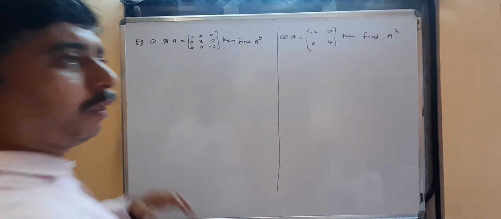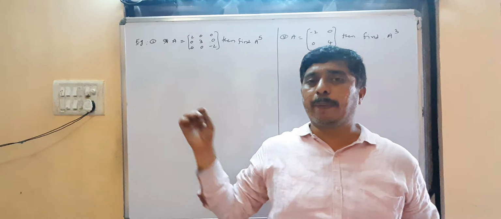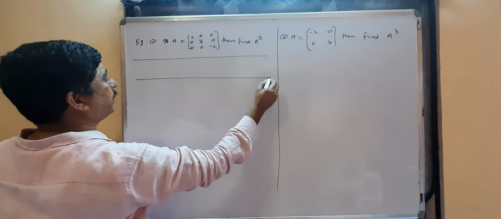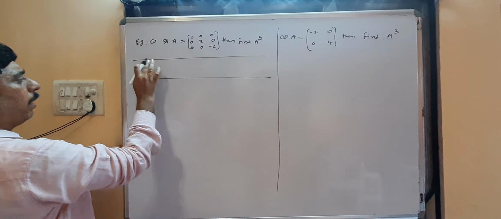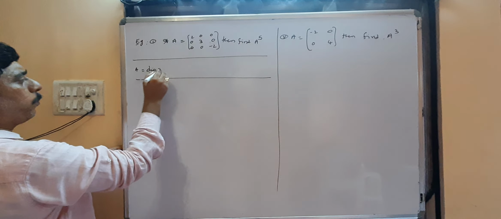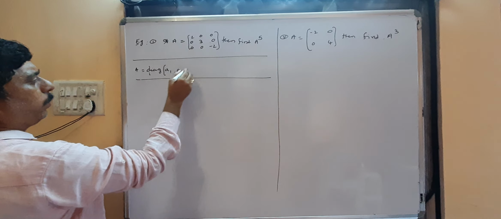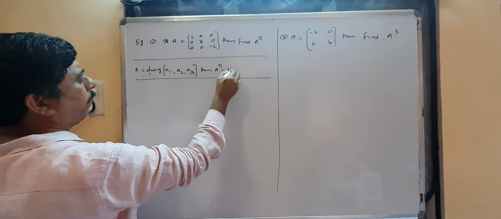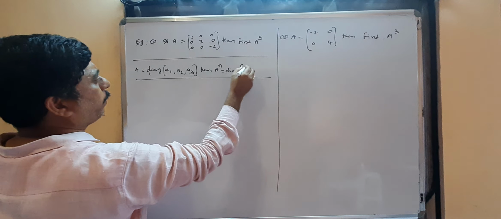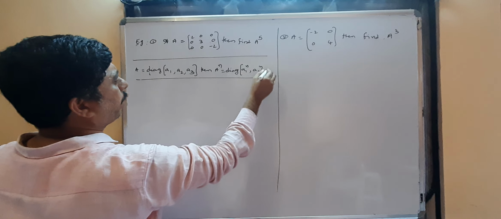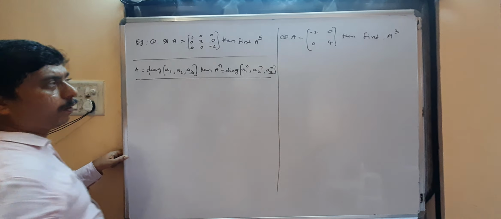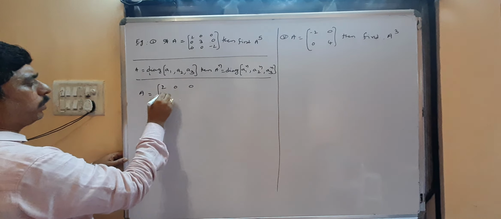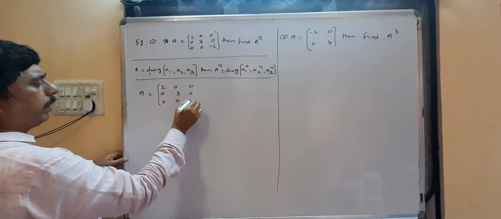Coming to the previous problem, you are using it as an application. What is the problem? In the previous problem, we have A as the diagonal matrix. You have A equal to diagonal of a1, a2, a3. Then A power n equals diagonal of a1 power n, a2 power n, a3 power n. This is obvious. So now coming to A given, what is given? 2 0 0, 0 3 0, 0 0 minus 2.